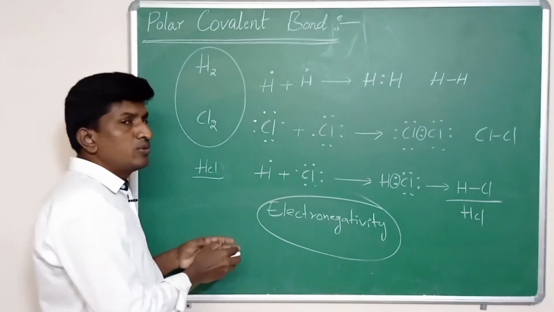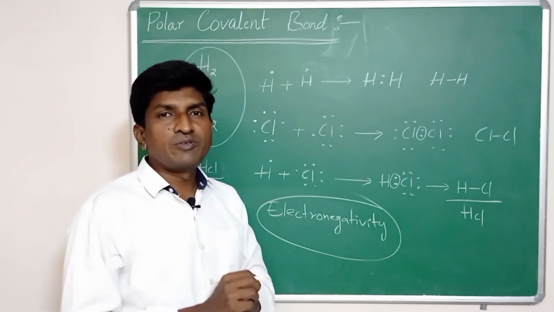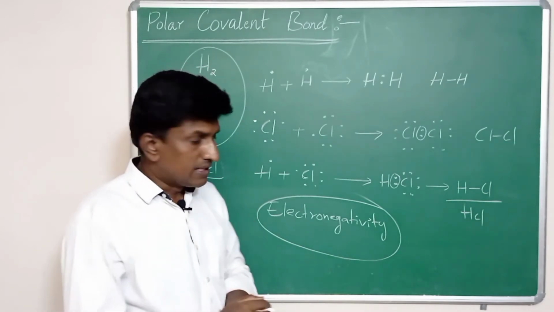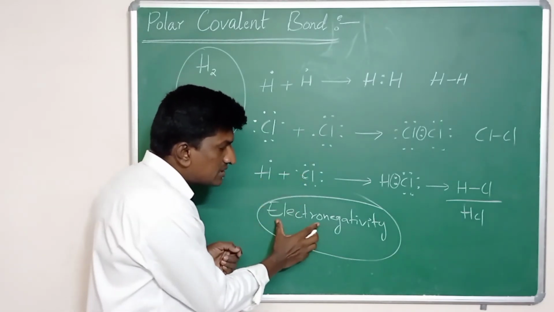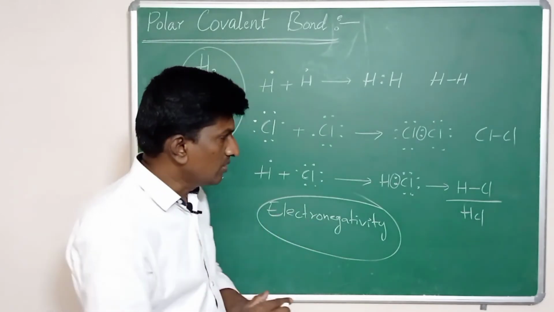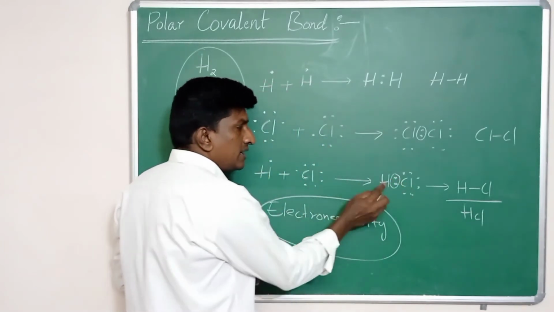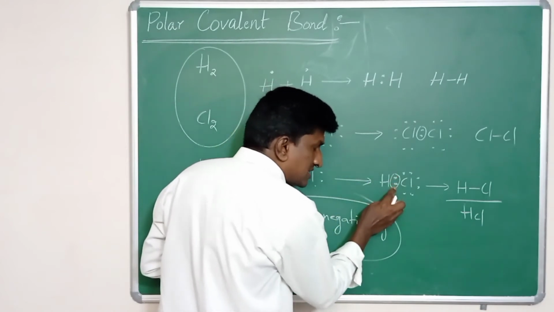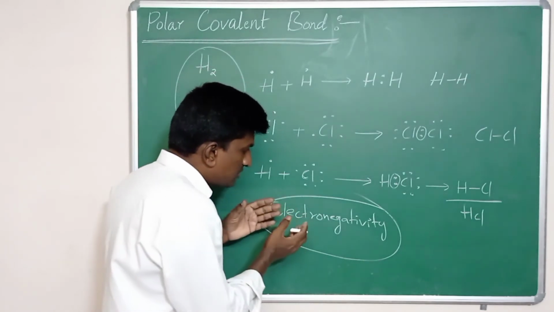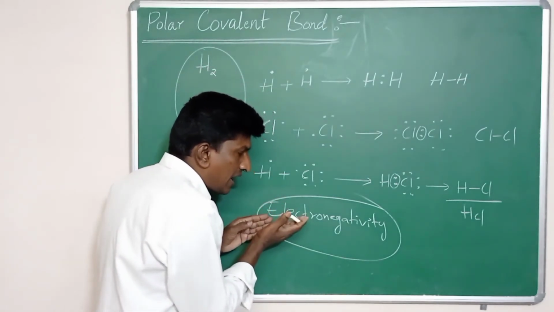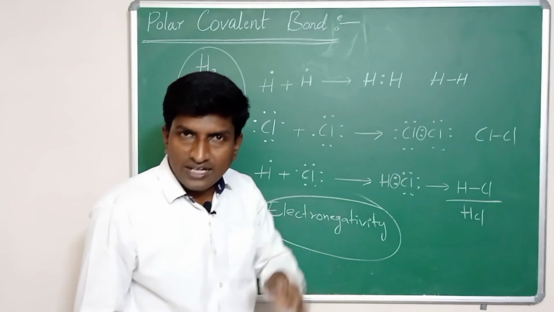But whenever we come to the formation of hydrogen chloride, whenever the covalent bond is formed between two dissimilar elements, let us say here hydrogen and chlorine, these two atoms have different electronegativity. So when the covalent bond is formed between these two dissimilar elements, the bond pair electrons are attracted by one atom more than the other atom. The atom which has greater electronegativity attracts the electrons more than the other atom.